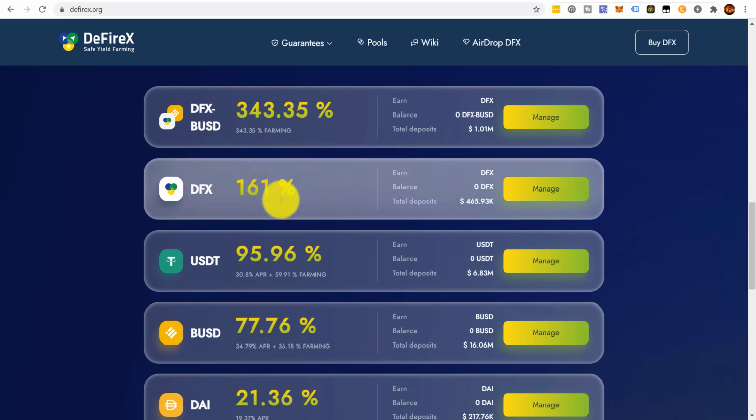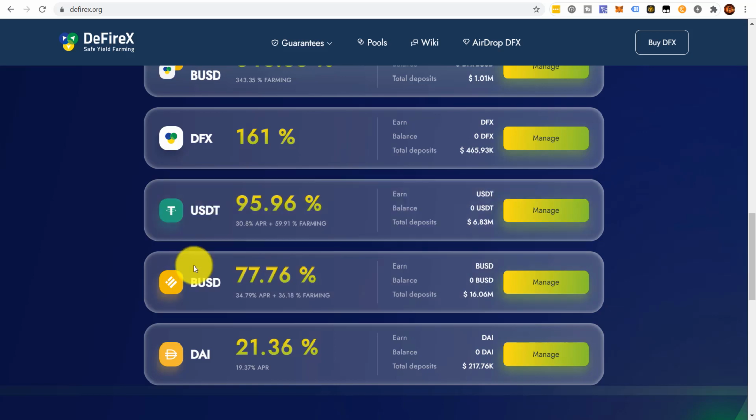Lower risk strategy would be yield farm one of these. Take your 59% that you're getting paid back in tokens, 36% you're getting paid back in tokens. Take those tokens and then stake them right here. At the very least, the idea is you're only using the tokens that you earn to stake right here.